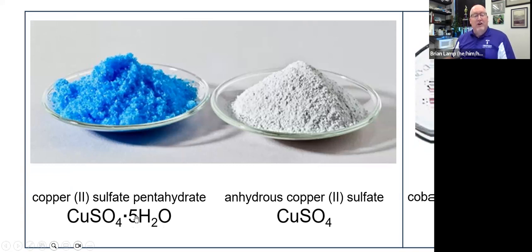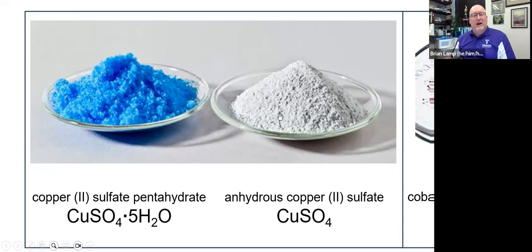If we supply enough heat energy, we can drive these waters out and convert these nice blue crystals of copper sulfate pentahydrate. And you've seen this in other experiments, in the diffusion experiment in particular, and also in the solutions experiment. And if we supply that heat energy to drive these waters of hydration away, we can produce anhydrous copper sulfate.